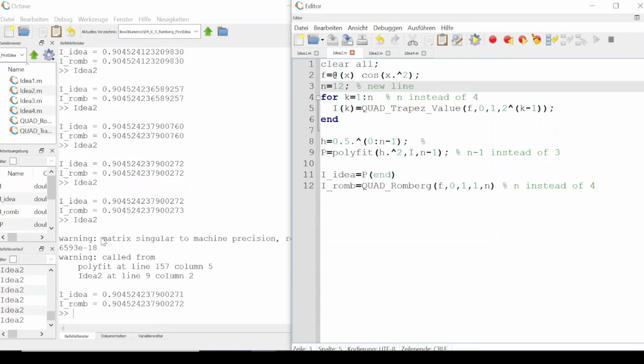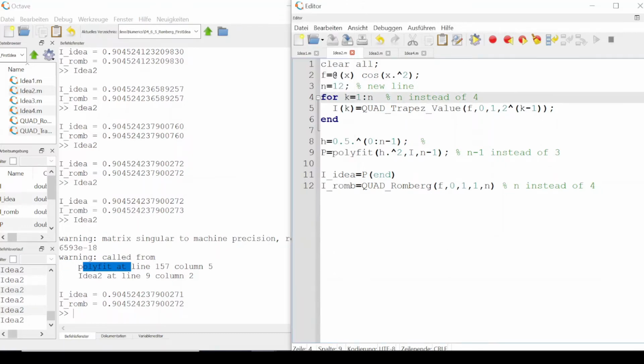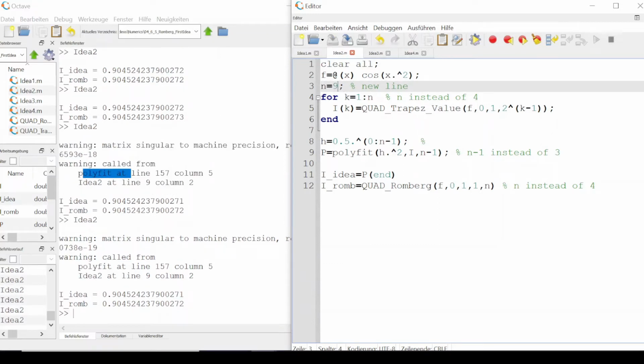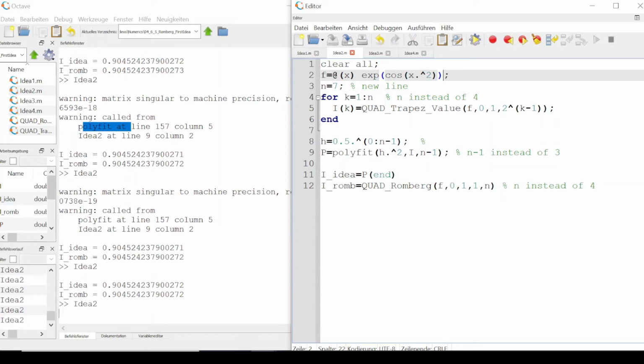But now we get a warning. When we do interpolation with polyfit, we get a matrix which is close to singular. So we should stop there; with n equal to 9 we get a warning, but for 8 it worked, and for 7 it also works. And we can also play around with the function, and we always see the same answer.